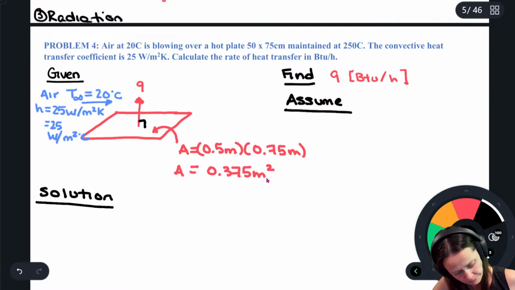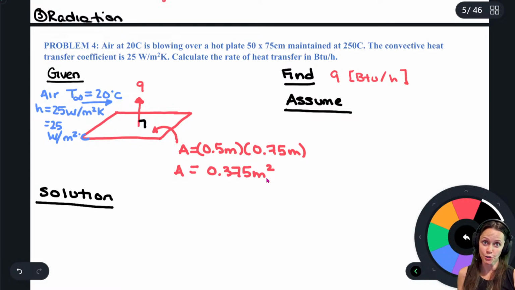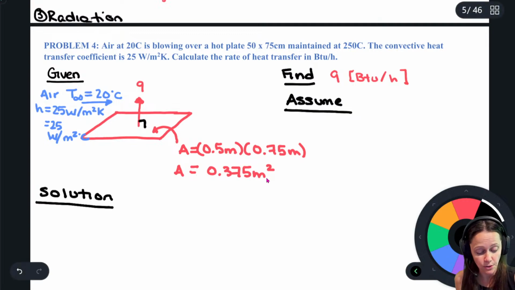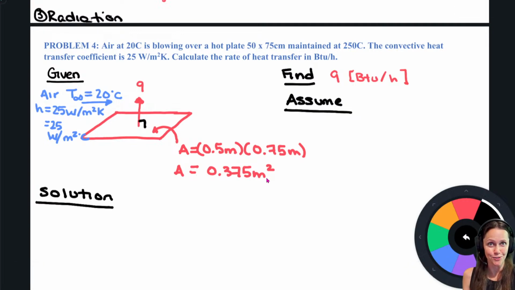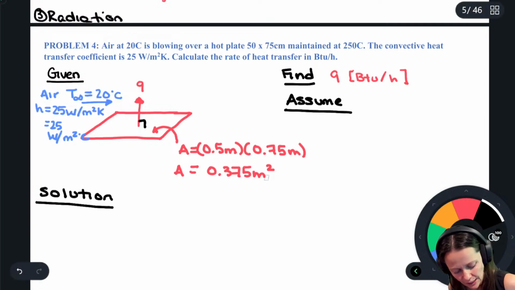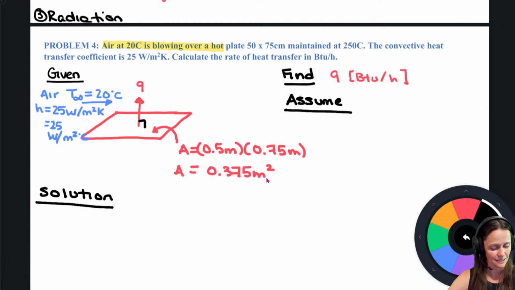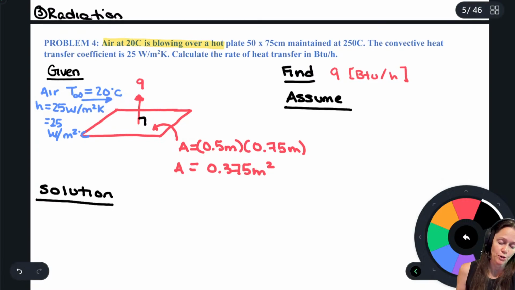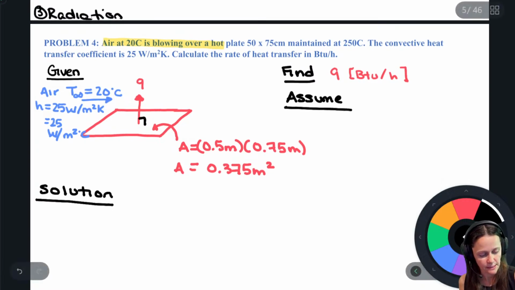All right. So clearly we've got heat transfer by convection. The reason that it's obvious to us is, well, they did give us a convective heat transfer coefficient, but they also indicated that that air is moving because it's blowing over the hot plate. So yeah, we have heat transfer by convection. And so we're going to use Newton's law of cooling, easy peasy.